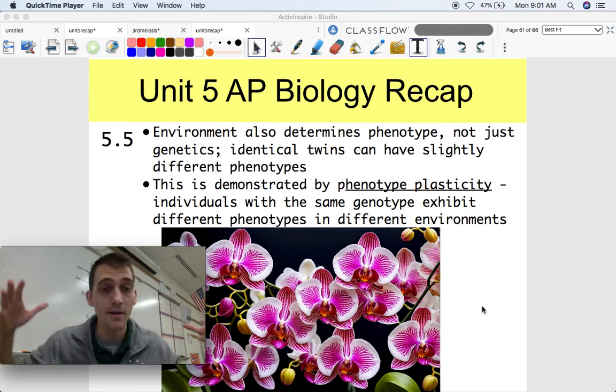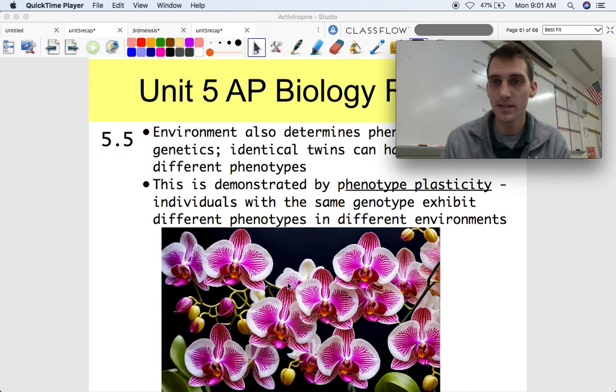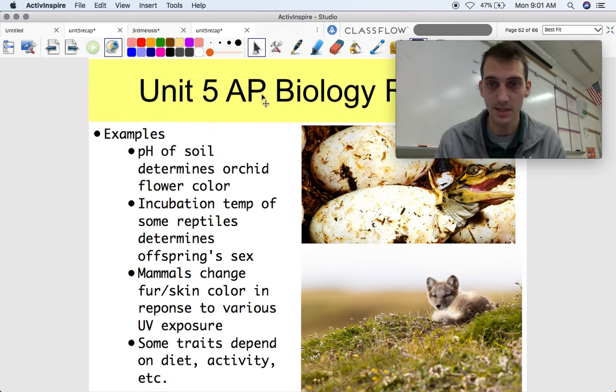It just depends on their environment and how they live, where they live. And that's called phenotype plasticity. Individuals with the same genotype exhibit different phenotypes in different environments. And orchids are a good example of this. I have a list of examples on the next page.